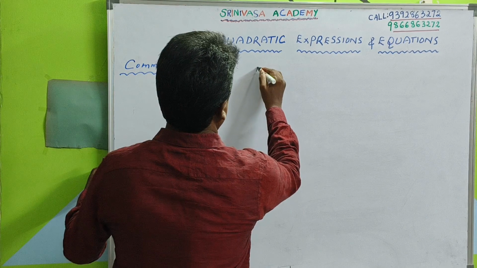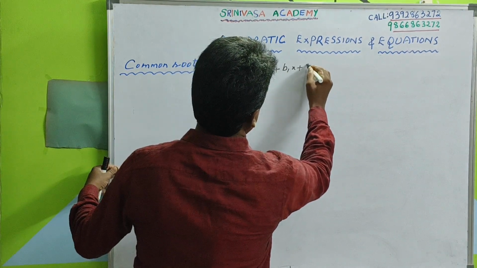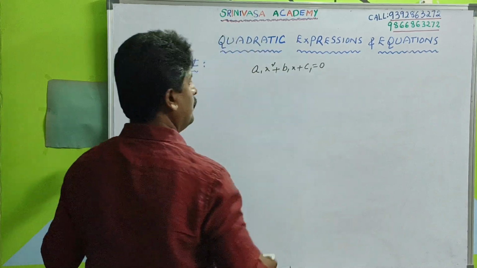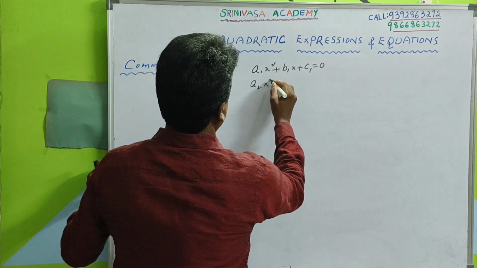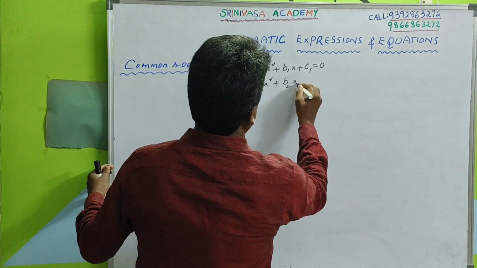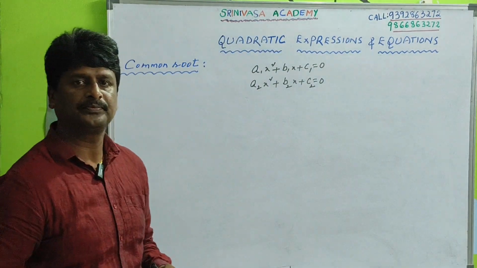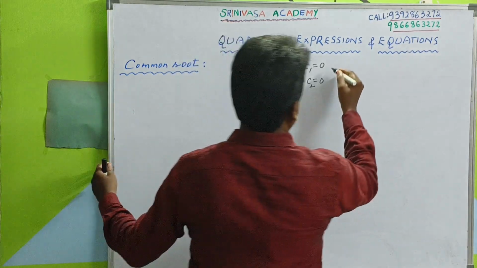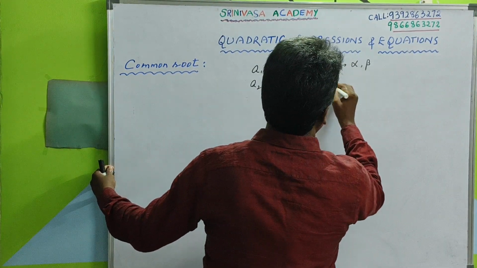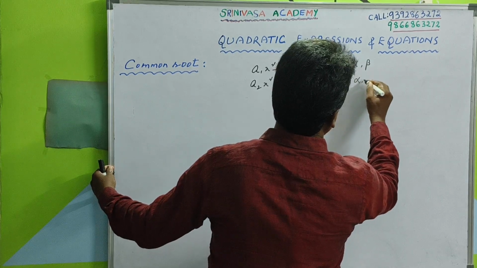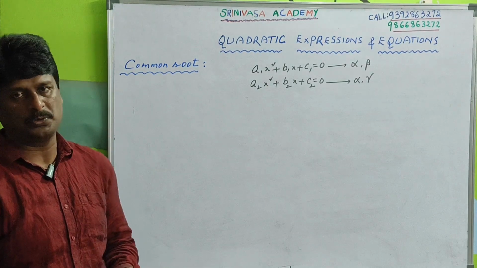For example, a1x square plus b1x plus c1 is equals to 0, one of the quadratic equation. a2x square plus b2x plus c2 is equals to 0, second quadratic equation. Okay. See, for the first quadratic equation, alpha comma beta are the roots. For the second quadratic equation, alpha comma gamma are the roots.